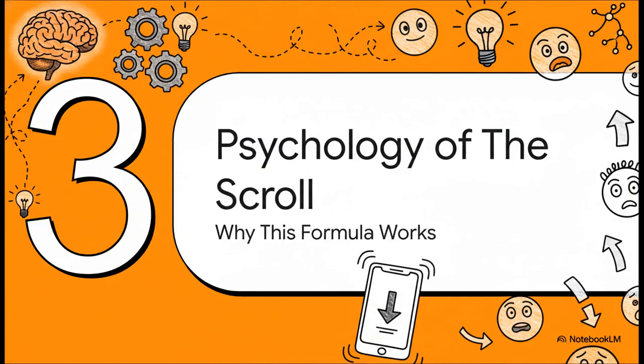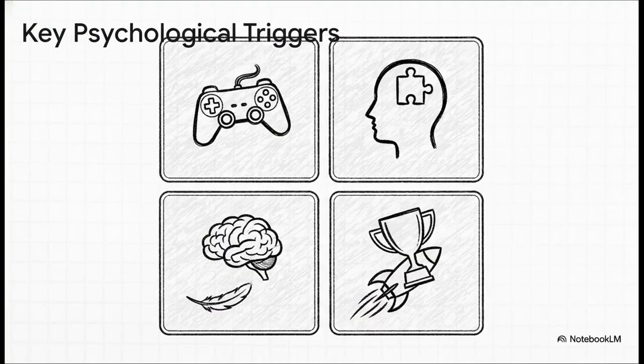Okay, so we've broken down the how. We see the steps. But now for the really interesting part. Why does this work so ridiculously well? To understand that, we have to zoom out a bit and talk about the psychology of the scroll and what this formula is actually doing to our brains. So here's why it works. This whole formula is basically designed to push 4 of our brain's biggest buttons.